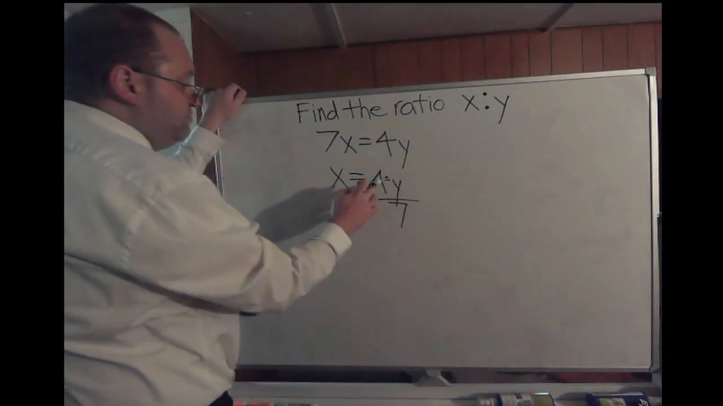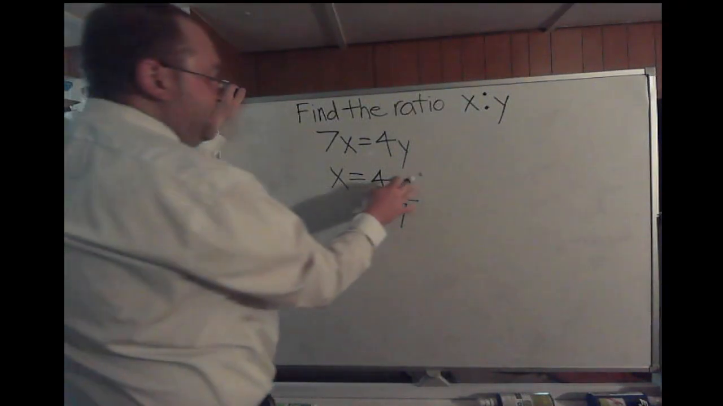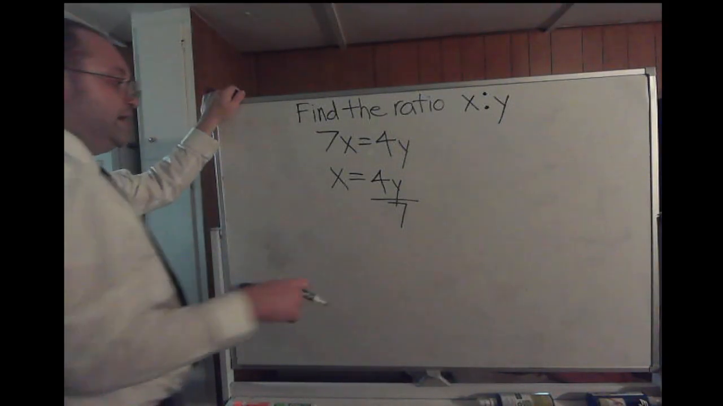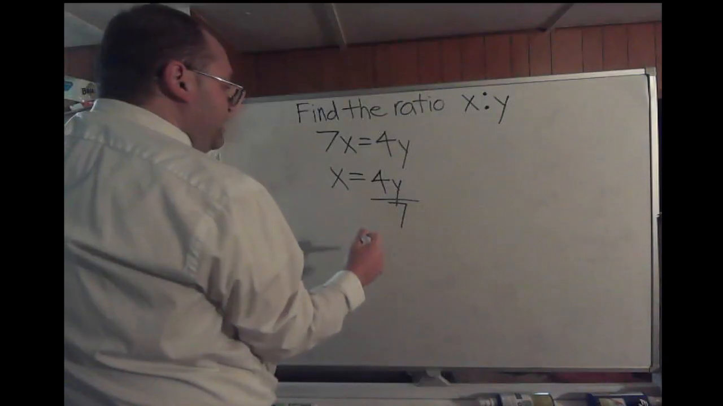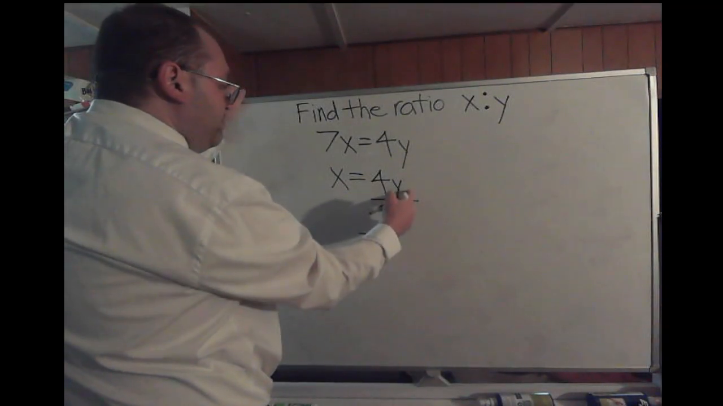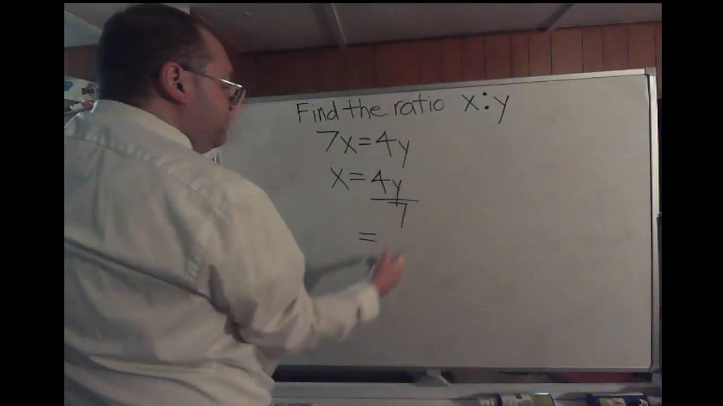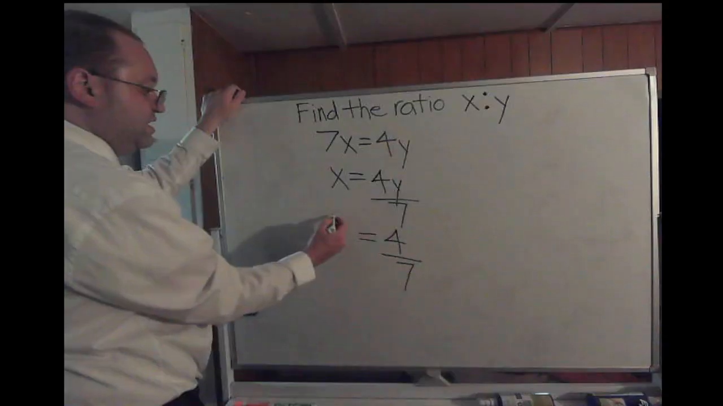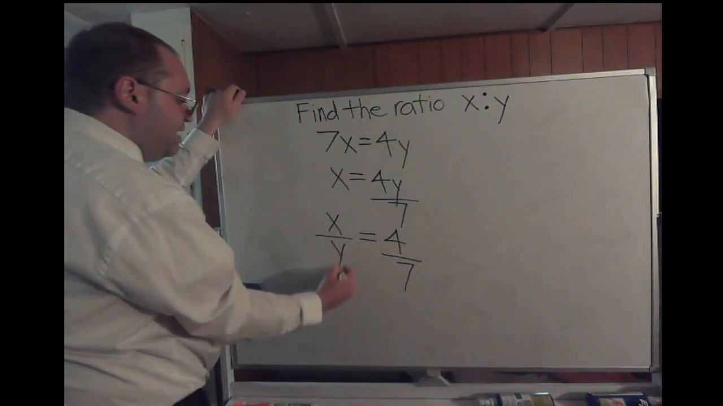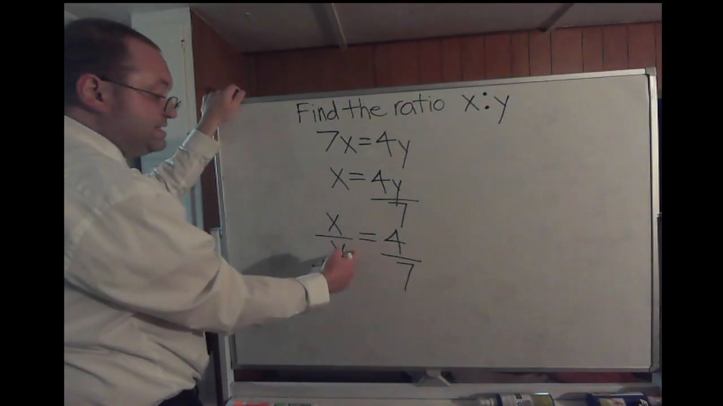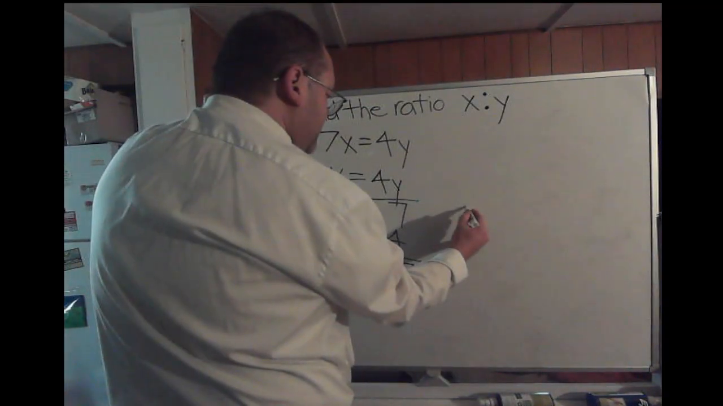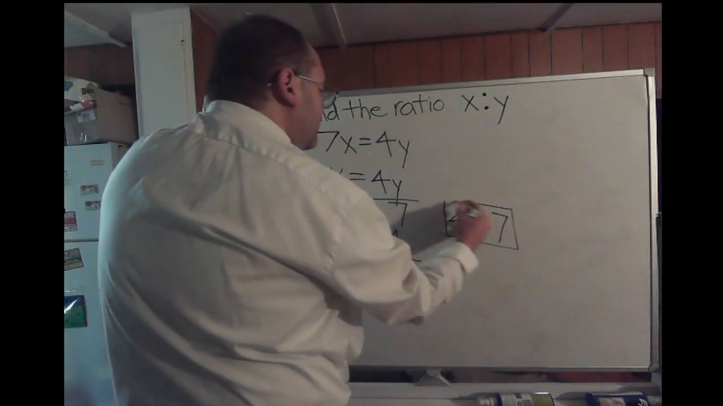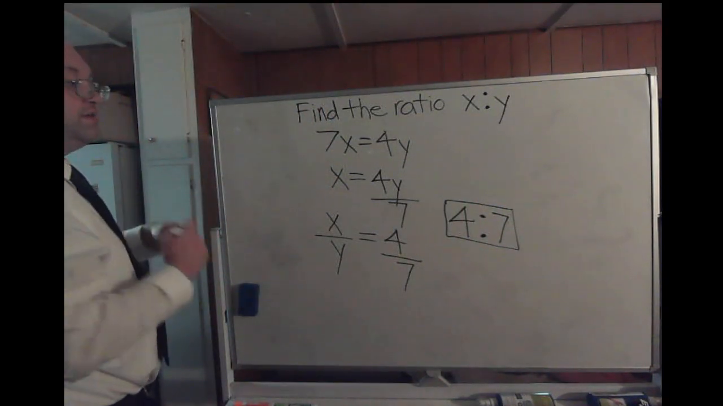Well, now, in the fraction on the right hand side, you have y in the numerator. What you want to do is divide both sides by y. If you divide 4y over 7 by y, you'll just end up getting 4 over 7. But you'd have to do it to the left side. You would end up doing x divided by y, which x divided by y is x to y. That equals 4 to 7, 4 over 7, or you can write it as 4 to 7. That's the answer you would get, is 4 to 7.